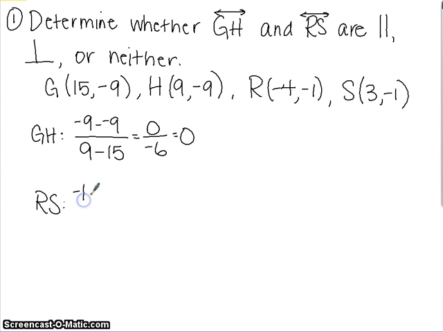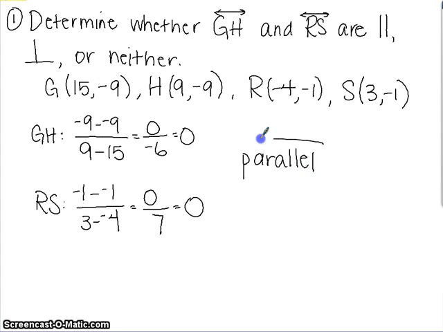Okay, so that's GH. Let's look at the slope of RS. So -1 minus -1 over 3 minus -4. Well, -1 minus -1 is like -1 plus 1, so that's a 0 again. 3 minus -4 is like 3 plus 4, so that's 7. Guess what? They both reduce to 0. You always want to look at the reduced answer. Okay? So to me, these look like they're exactly the same, so it looks like these lines are parallel because they have exactly the same slope. Okay?